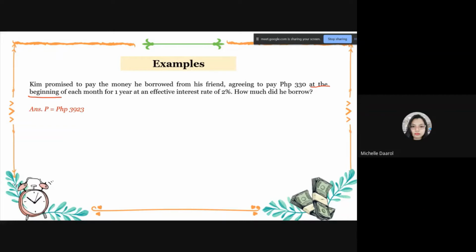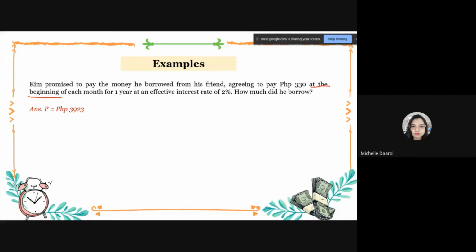However, if it's at the end of the period, then it is ordinary annuity. So even if you do not see at the end, kahit sabihin lang na promise to pay, blah, blah, blah, kung walang at the end, actually that's a default na ordinary annuity. Basta walay at the beginning. Kung wala nang at the end o wala nang at the beginning, ang default ay ordinary annuity. Okay? Pero pag annuity due, sasabihin talaga na at the beginning. Kasi hindi naman default ang annuity due.